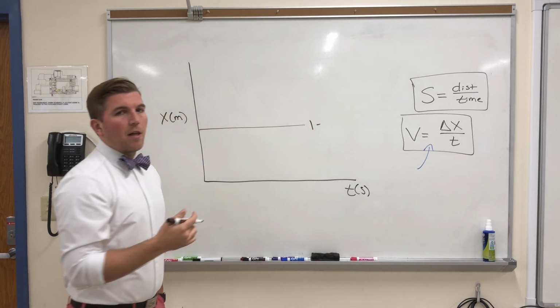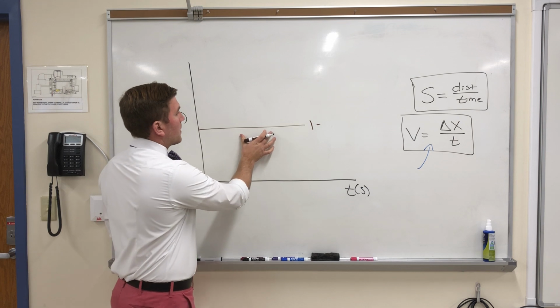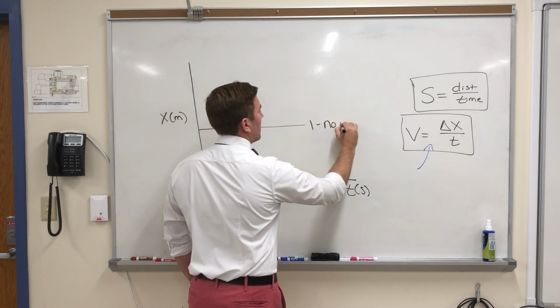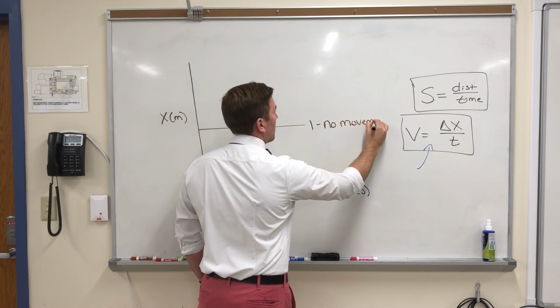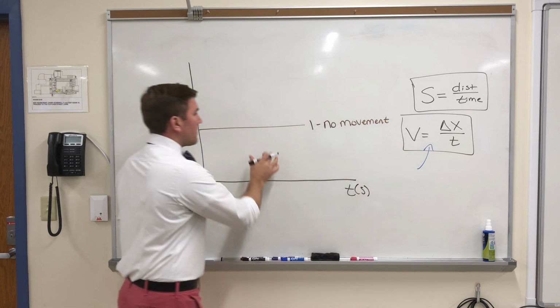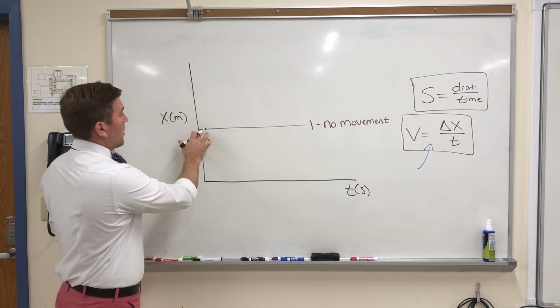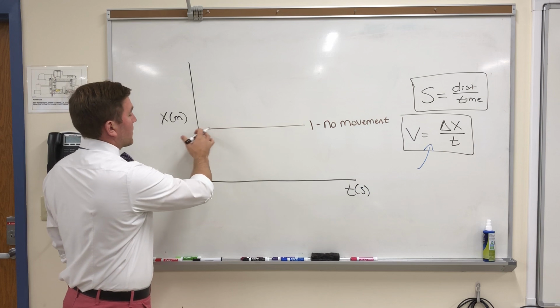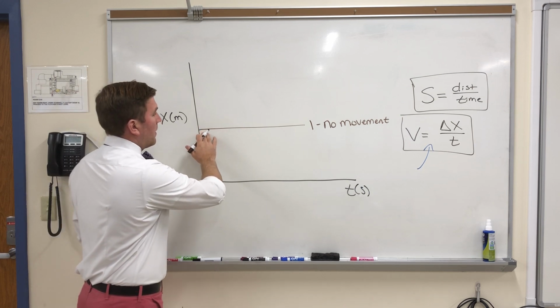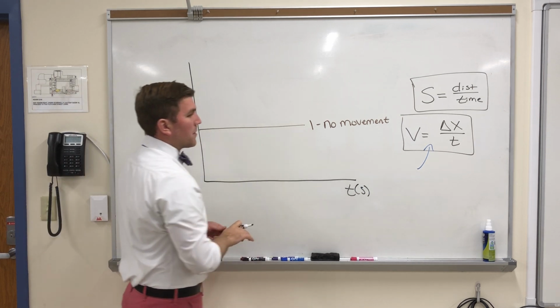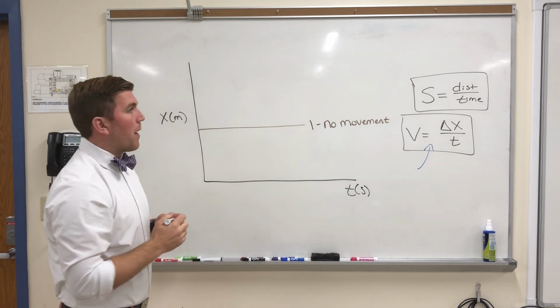So this first line would indicate no movement. Nothing is moving. You're at a certain spot, a certain displacement, a certain position, and time goes by and nothing happens. You don't change your position at all. So you have no velocity.